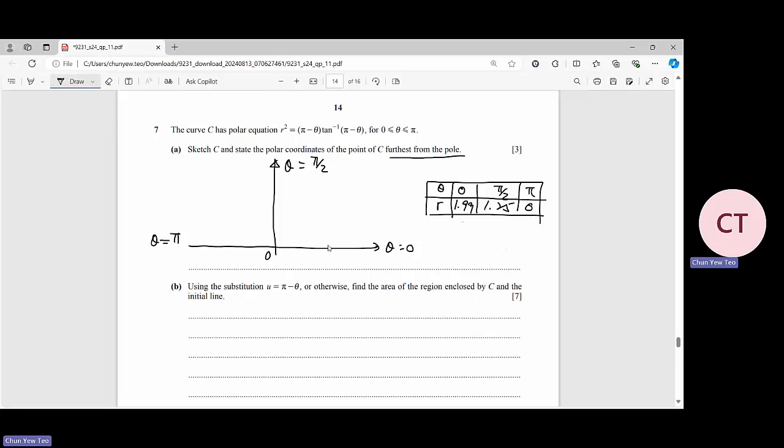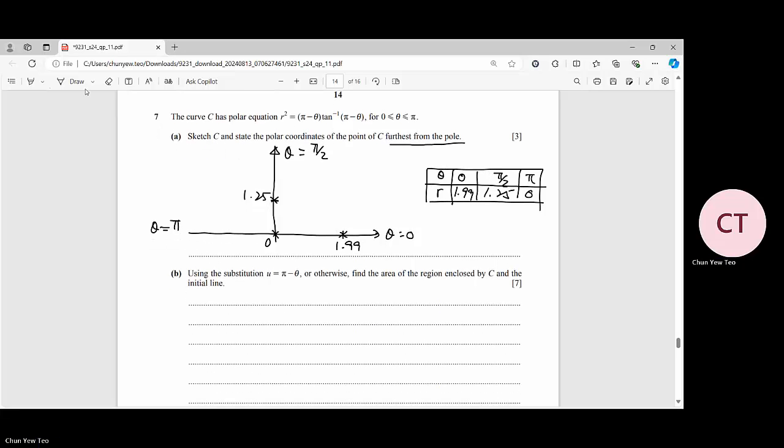So you can see that here is 1.99. This one is 0. This one is 1.25. So you can see that the graph is getting lesser and lesser. Okay, so the behavior of the graph will be like this. So this will be the graph for the curve C.